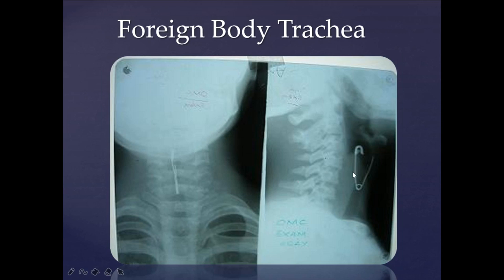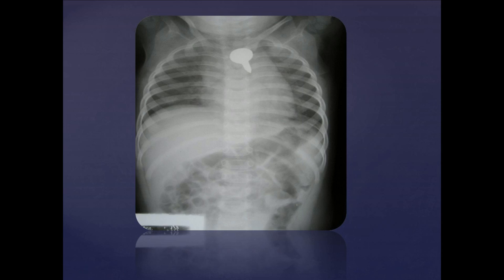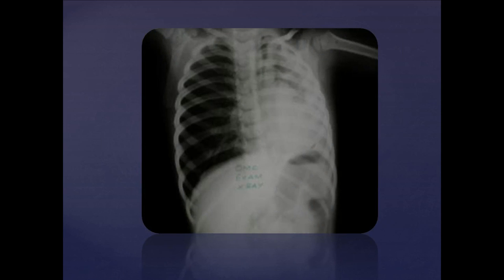So in lateral view you can see this clear foreign body in the air column. That is the open safety pin. This is the screw in the bronchus. Here you can see the opacity, collapse of the lung on the left side.